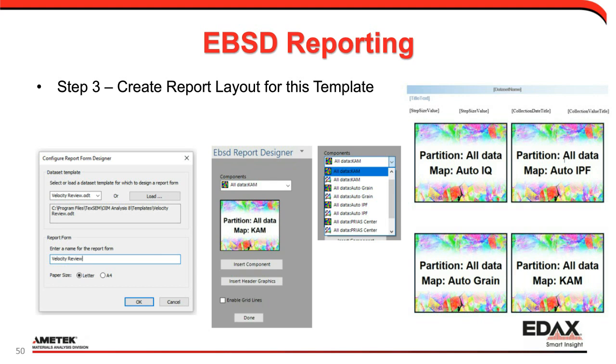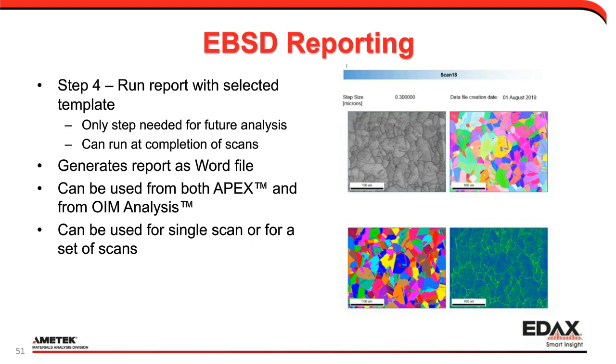Then we just basically run the report for any given scan with the selected template. So once it's set up, or once you've selected the template, then step 4 is the only one you need to use. And so you'll generate your report as a Word file. That's what's shown here on the right.